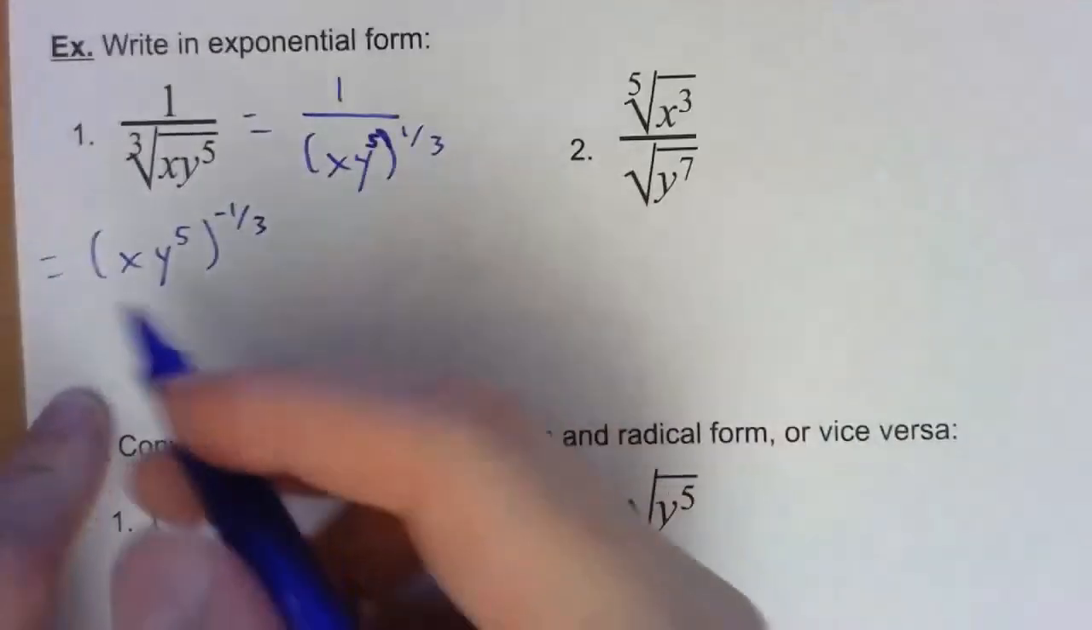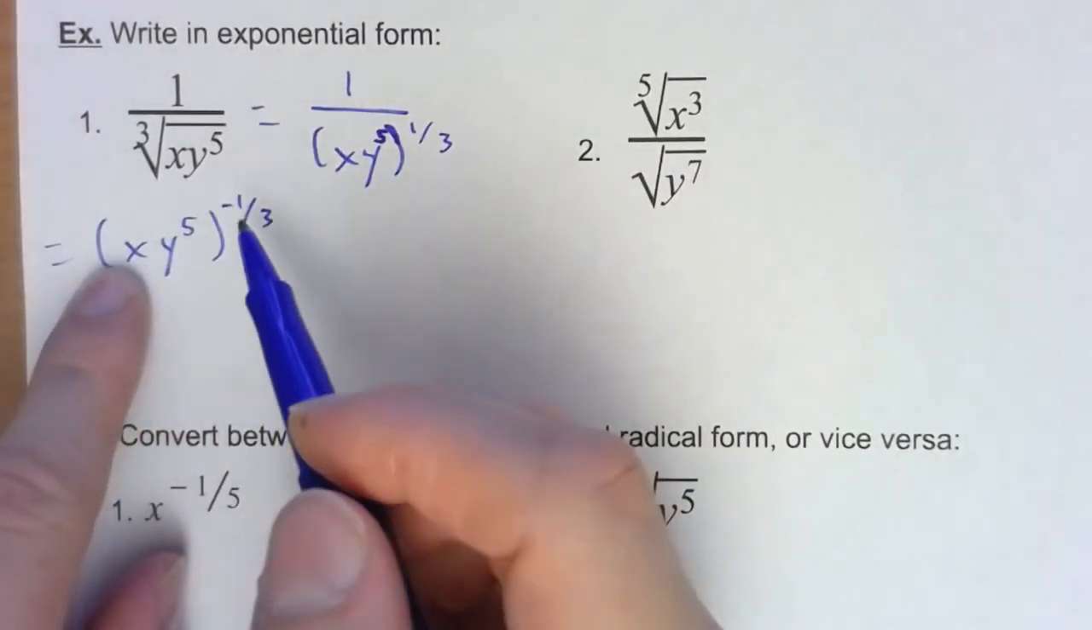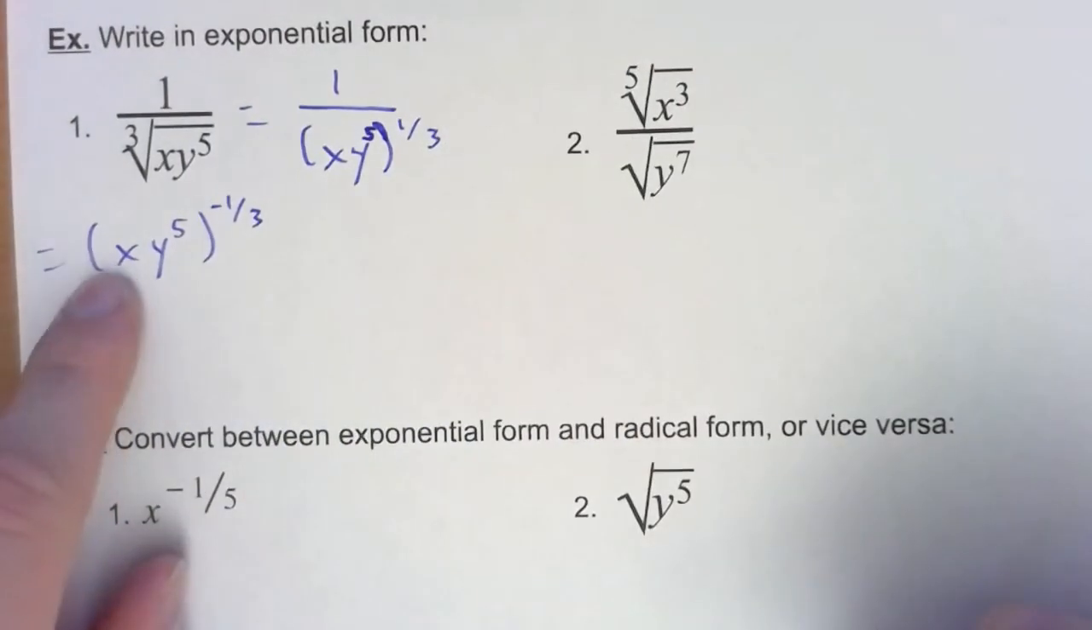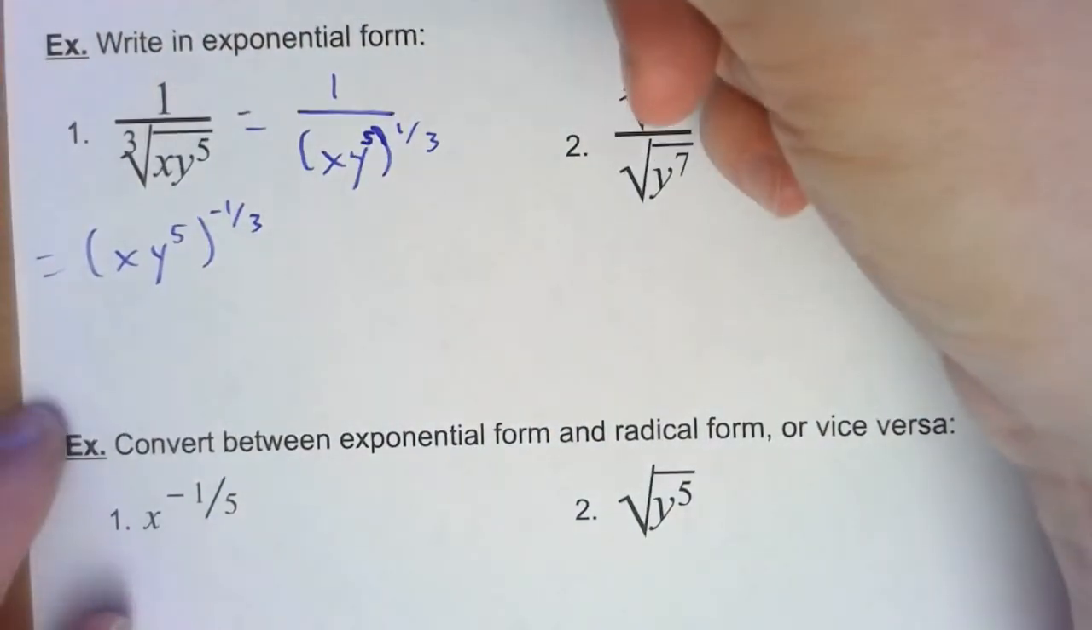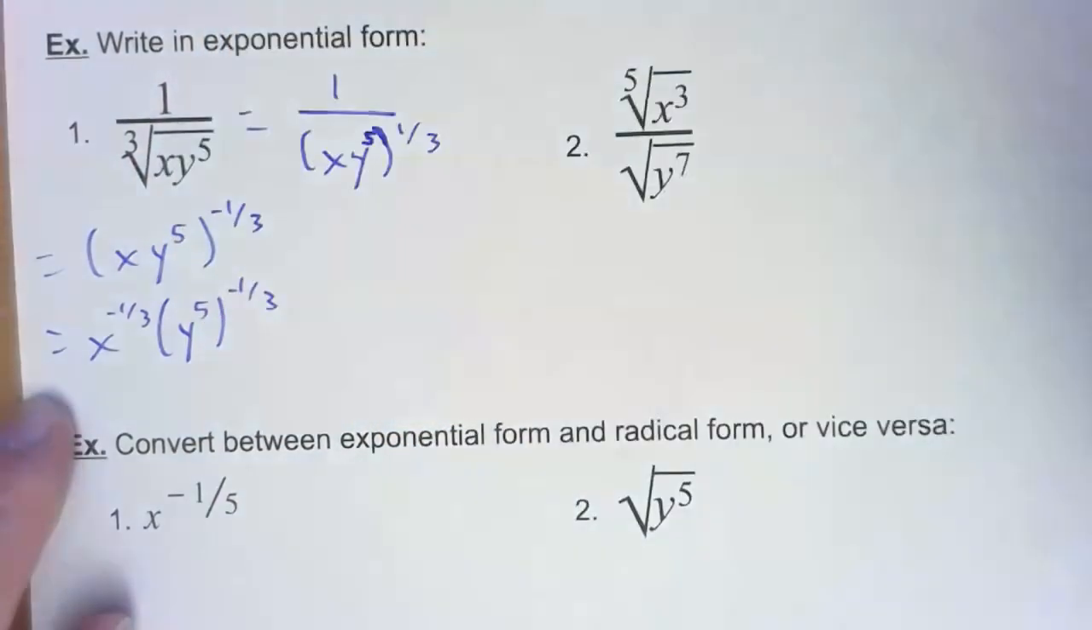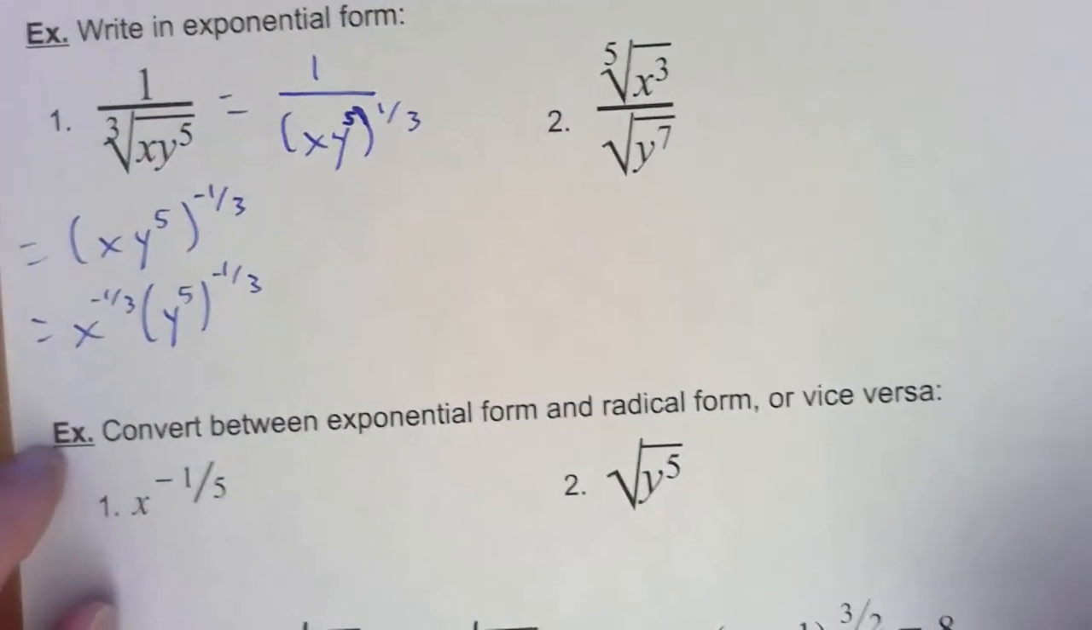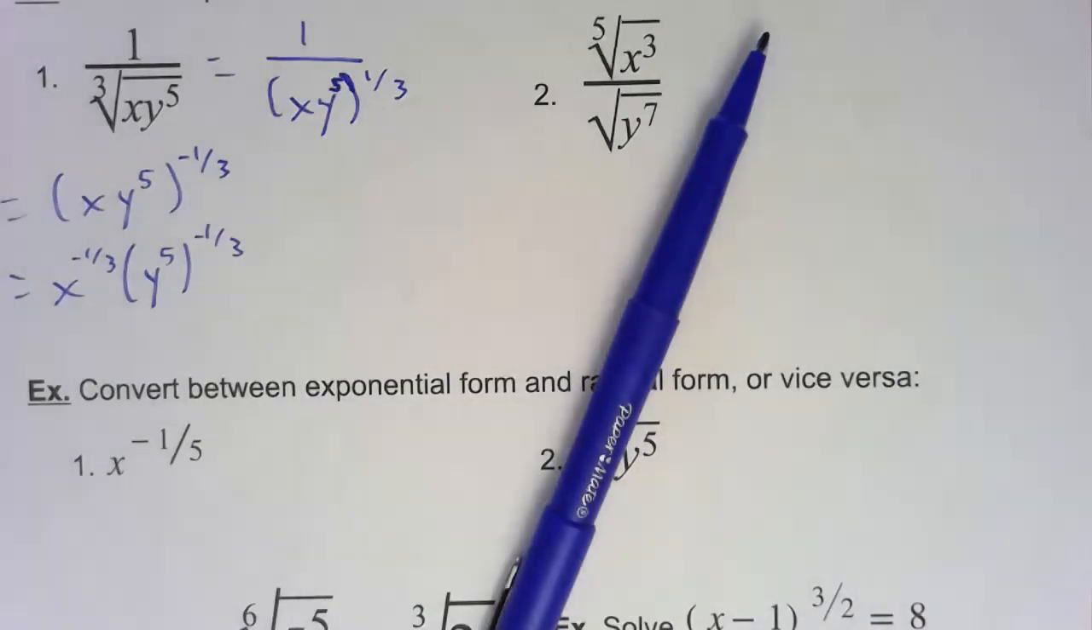Okay. And then because this is just multiplication, that means this exponent does just go on each one there. So we're going to have x to the negative 1/3, and then you're going to have y to the 5th to the negative 1/3. Okay, so make sure you keep that straight.